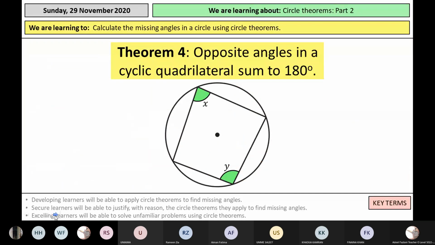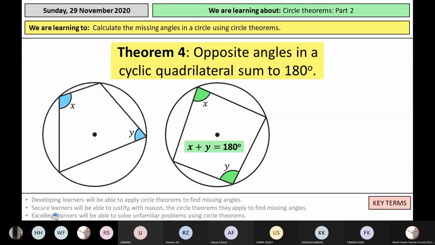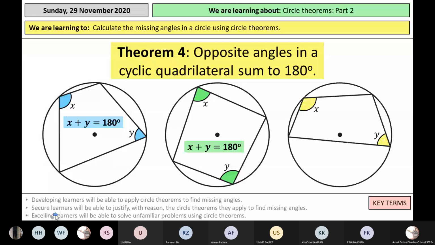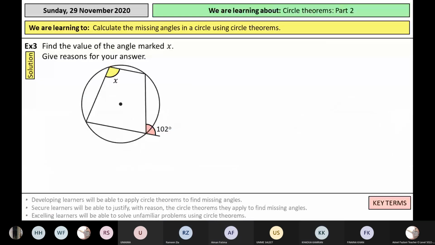Now you tell me what is the answer of x and y? General answer is x plus y is equal to 180. Yes or no? Got it. Now tell me it's 180. Yes or no? Yes, sir. All right.